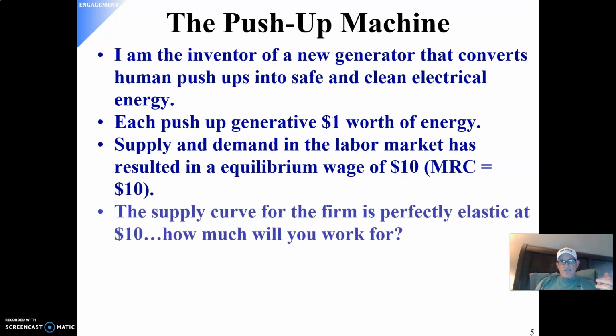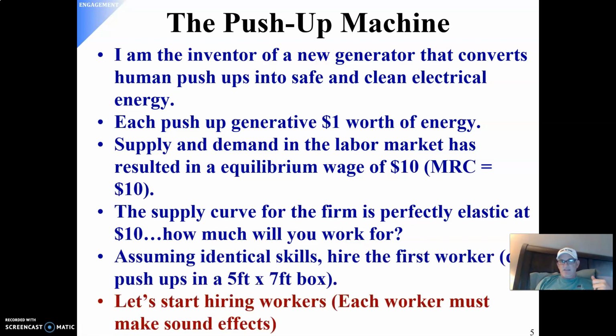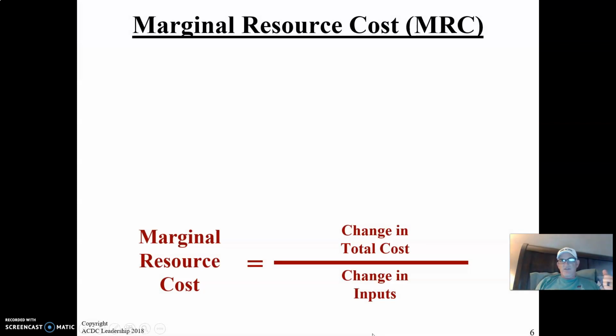But yeah, that's the general concept. Okay. One thing I want you to think about here, we're talking about a perfectly competitive resource market. We know the equilibrium wage is $10. We're a price taker, so the supply here is going to be perfectly elastic, and I'm going to show you that on a graph here in a second. This just spells out the rest of the push-up machine, and then we do all that.